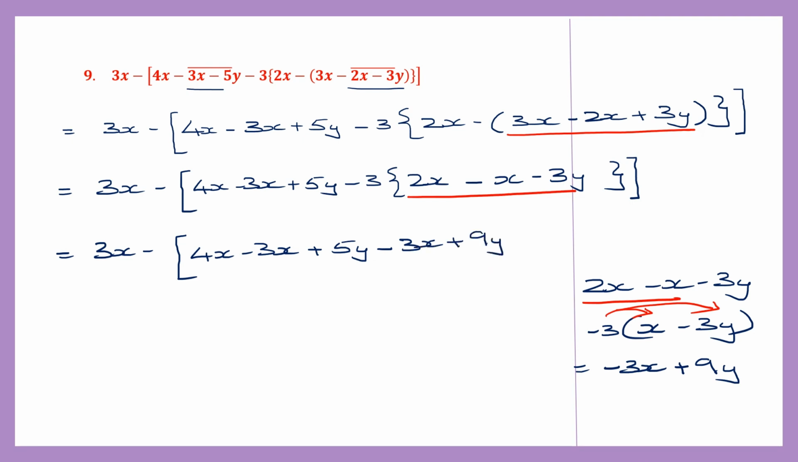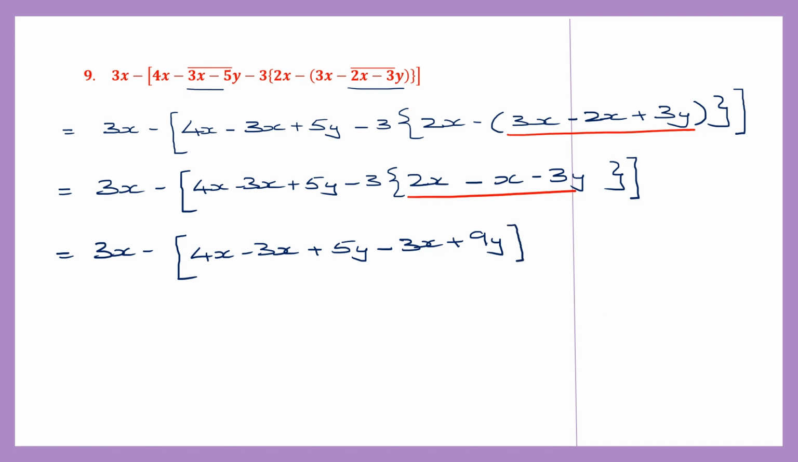Now we have removed the curly bracket. We only have to put back the square bracket. So now we have to work out what is within the square bracket. So here what do we have? We have 4x minus 3x plus 5y minus 3x plus 9y. So let's look for the common terms. Like terms, 4x minus 3x, and again we have minus 3x. These are the like terms with x there. So now let's work out on this.